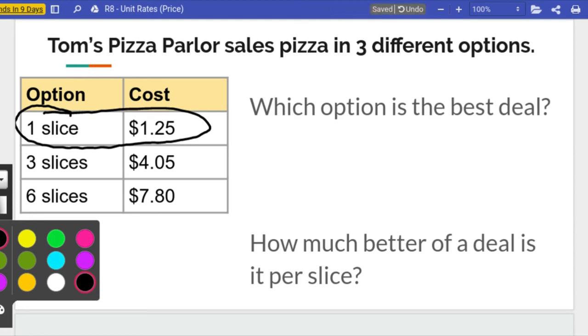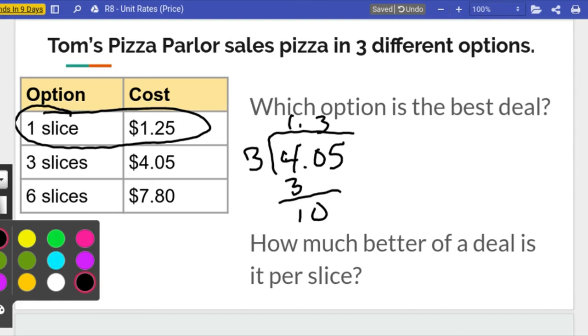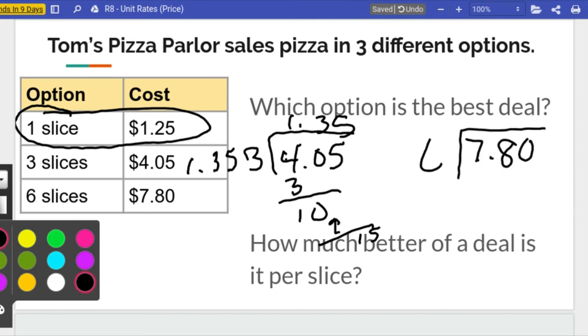If it's 3 slices for $4.05, let's find the unit rate. What is the cost per slice that we're paying there? So $4.05 divided by 3 is $1.35. So we're paying $1.35 per slice with that one. And we're paying $7.80 for 6 slices. So let's divide by 6 to scale it all the way down to 1. And it's $1.30 per slice there.